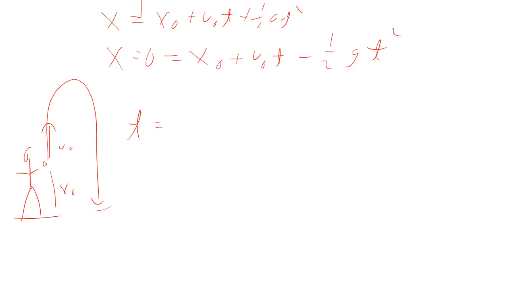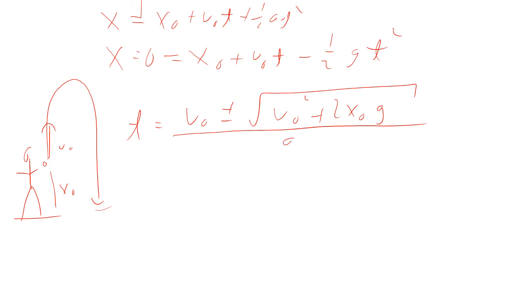We find that t equals v naught plus or minus the square root of v naught squared plus 2 x naught g, all divided by g. If I plug in the numbers here, we end up with a positive time and a negative time. We don't care about the negative time. The positive time is 1.767 seconds, or 1.77 seconds.